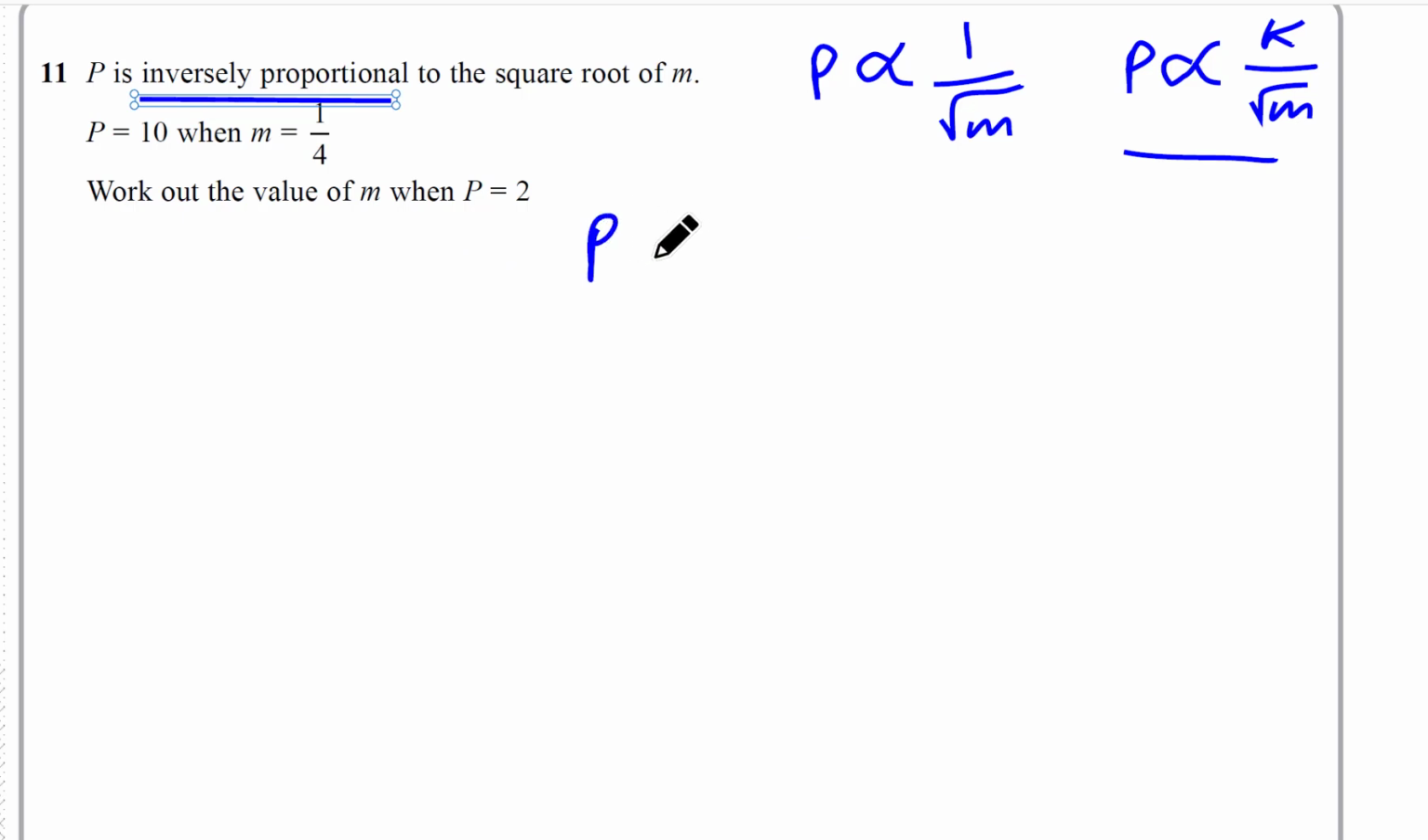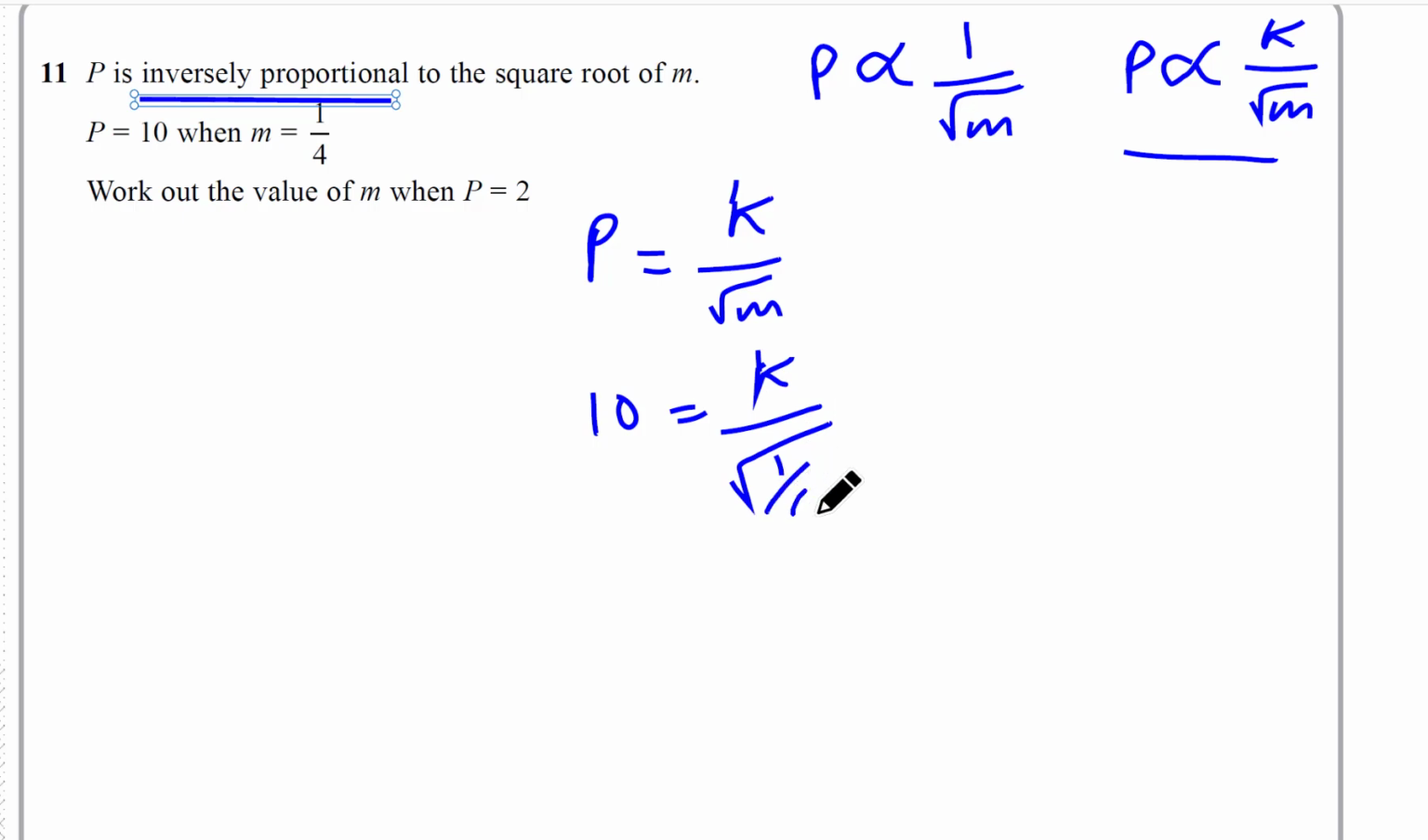So we say P equals k over the square root of m. So when P equals 10, we're going to get k over the square root of 1 over 4. Now, what's the square root of 1 over 4? What do we have to times by itself to get 1 over 4? And that's a half. Some people might write 1 over 8 here as a mistake, because we know 1 over 2 times 1 over 2 equals 1 over 4.